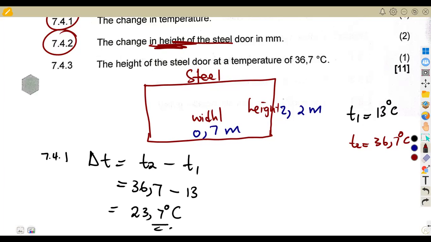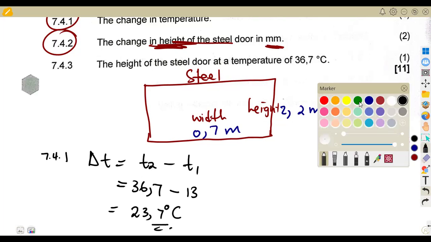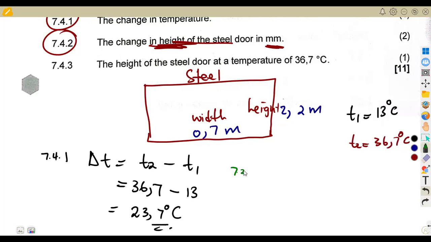All right, we have got the height and the width from this information that we are given. So the height is the one that we need, the change in height of the steel door in millimeters. Remember, we talked about the change in length on that condition, and I wrote this formula down that we saw from our formula sheet, that the change in length is equal to the original length times the linear coefficient of expansion times the change in temperature.